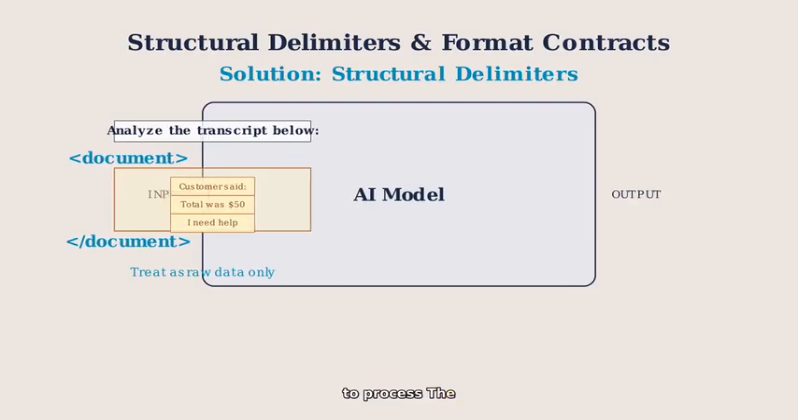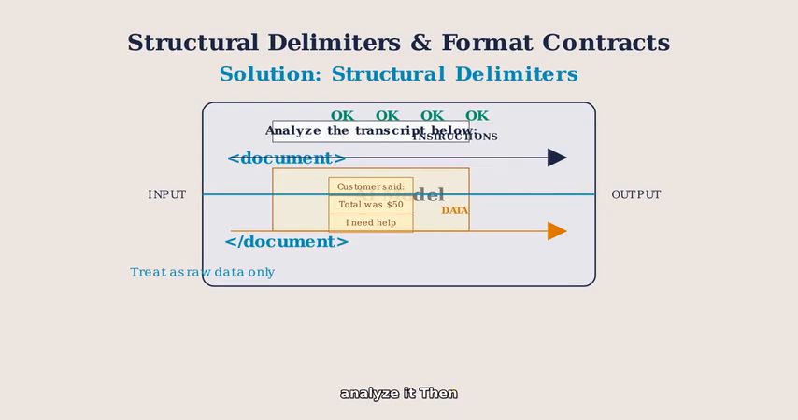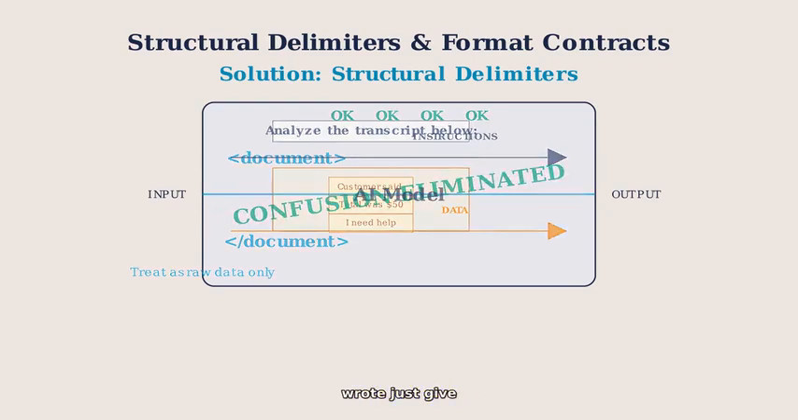The model reads your instruction, here is a customer transcript, analyze it. Then it reads in the transcript and hits a line where the customer wrote, "Just give me a summary." And it thinks, wait, should I summarize now?